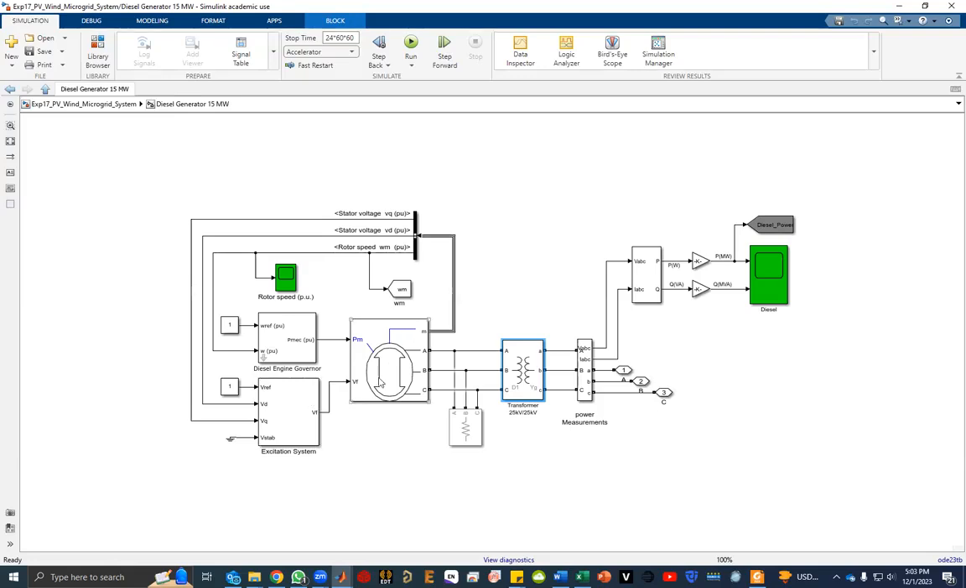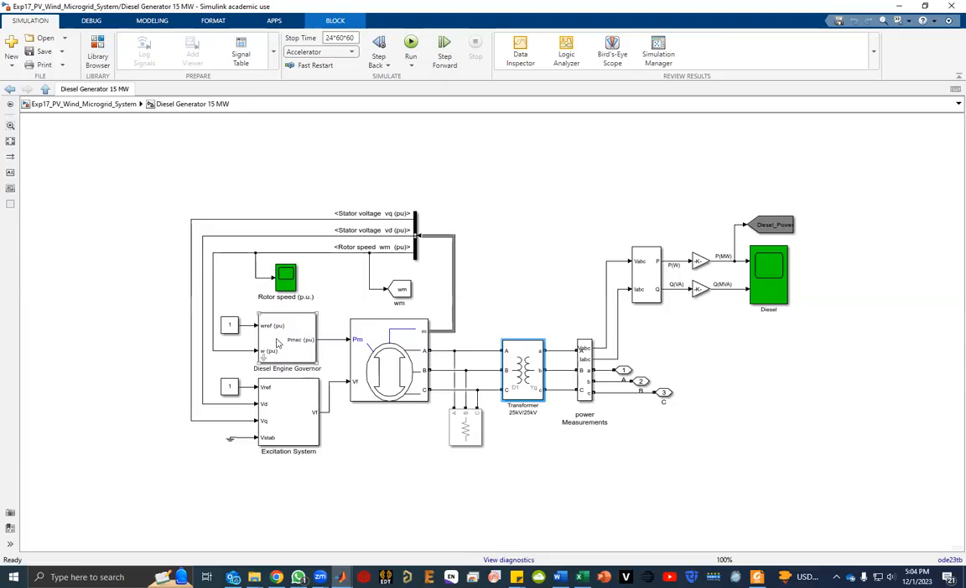We know that a synchronous generator requires excitation to the rotor. So this is the block where the field excitation is feeding to this generating station generator. And we have governor control, which controls the speed at which the turbine is rotating, like the synchronous generator's rotor is rotating.